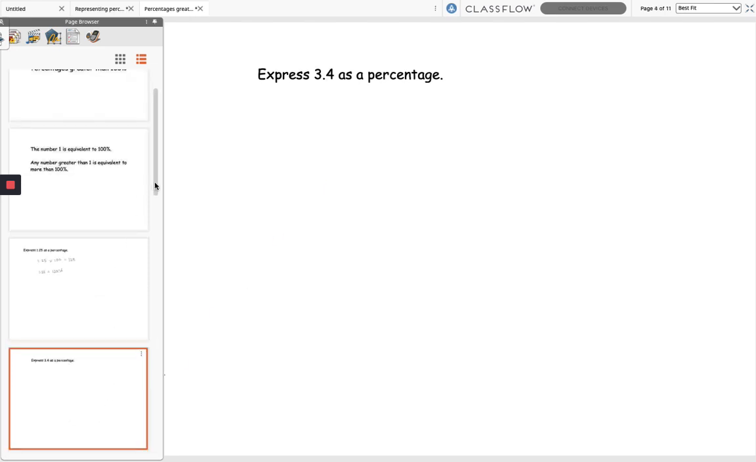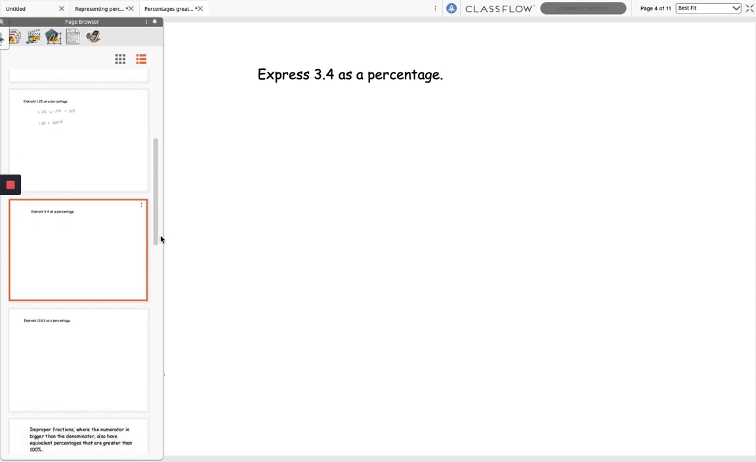Here's our next question. Express 3.4 as a percentage. So we're going to do the same again. To convert a decimal to a percentage, we multiply by 100. And 3.4 multiplied by 100 is 340. So 3.4 is equal to 340%.